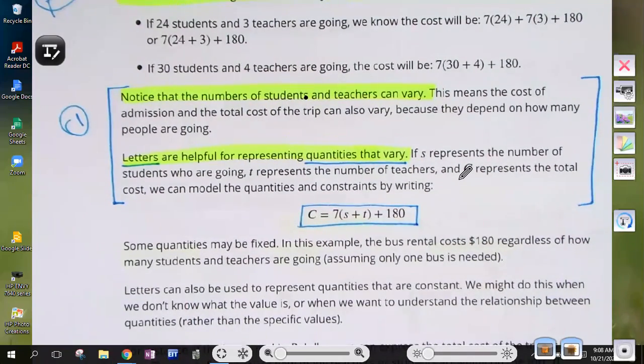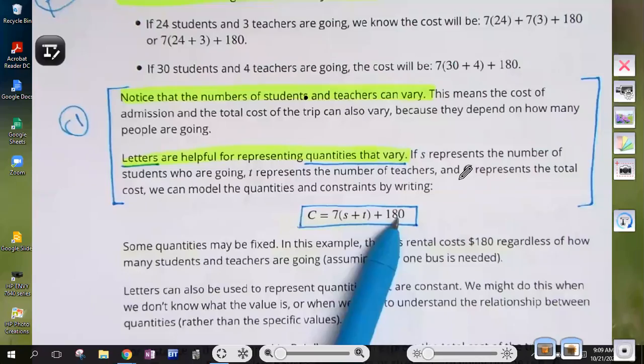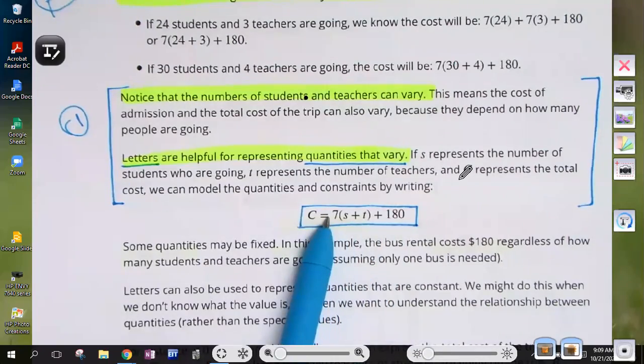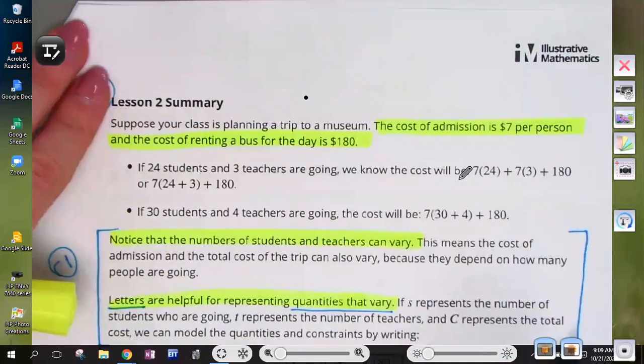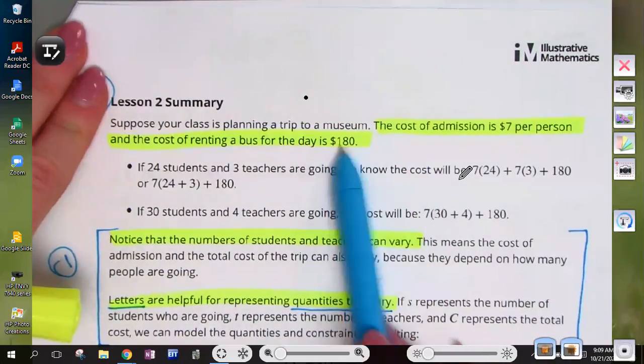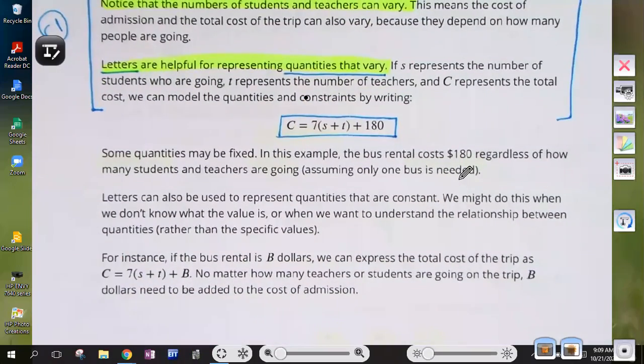Okay, what values are not going to change in this situation? The 180. The 180 and the 7, which were our what? Our constraints. Okay, those are the values that don't change. Those are our constants.